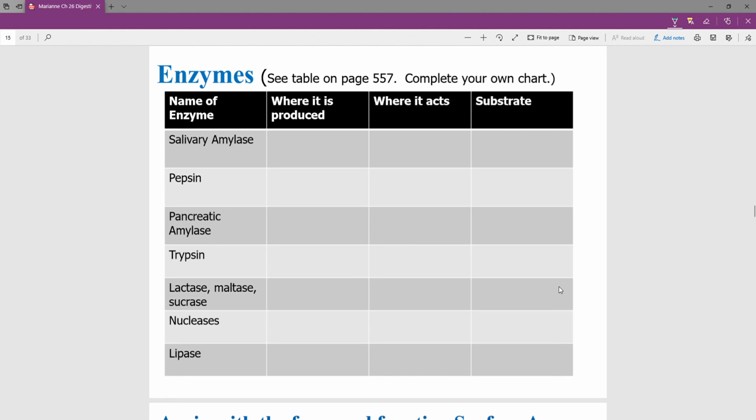In your textbook, there is a bit of a summary of the different enzymes. Most of these are going to be from the pancreas. Let's go back to the beginning, because we've already talked about two different kinds of enzymes. The first enzyme that we talked about was salivary amylase. It was produced in the salivary glands and acts in the mouth. And what it acts on, remember, that's what substrate means, was amylose, or as a general thing, a carbohydrate.